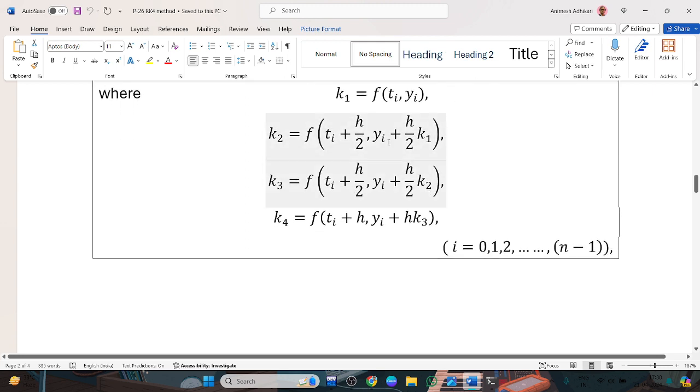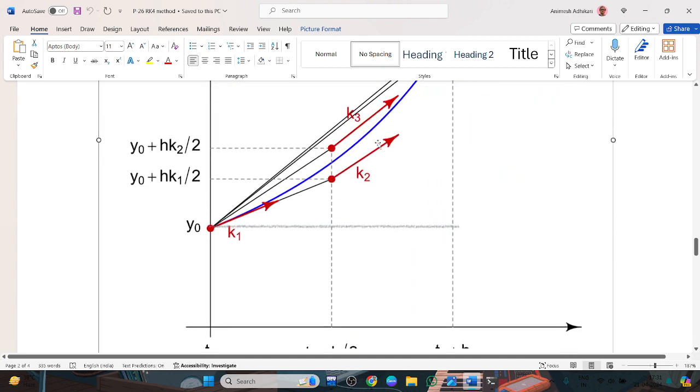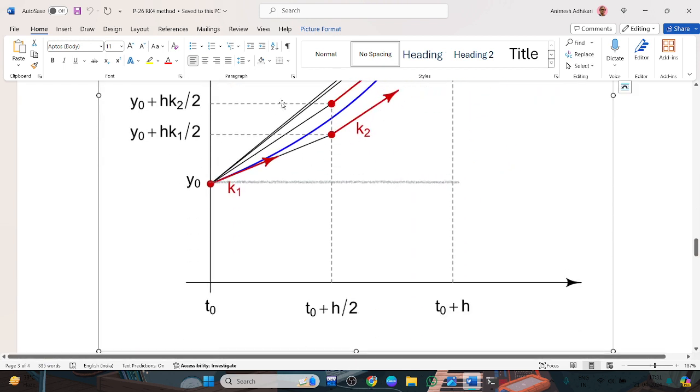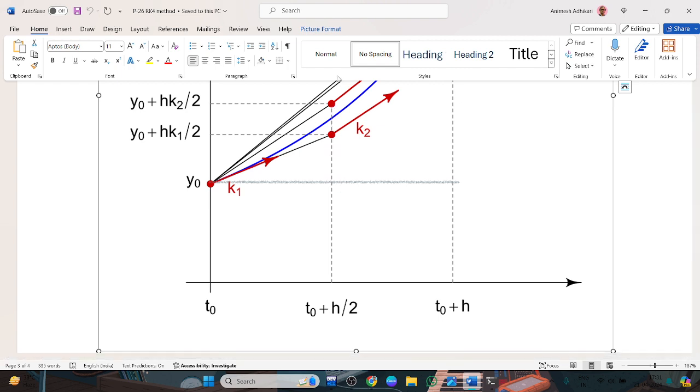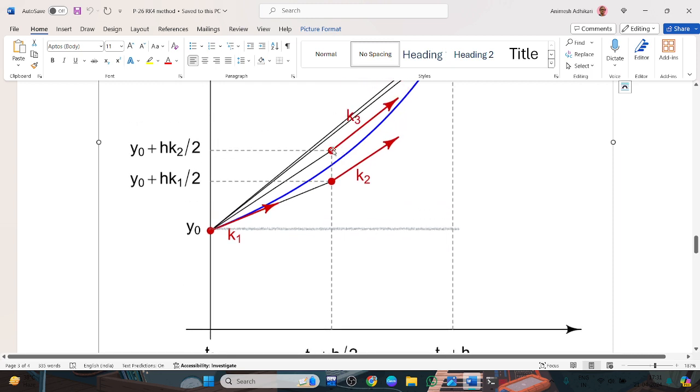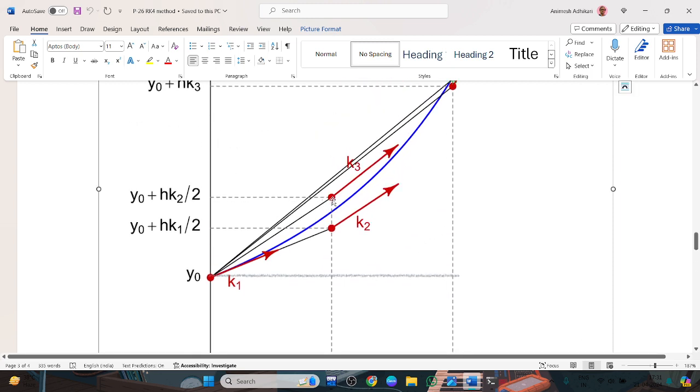So k2 is the derivative, that is the slope, at the point t_i plus h by 2 comma y_i plus h by 2 k1. Here t_i is t0 and y_i is y0. So at this point, the height is y0 plus h k2 by 2. This height is k2 by 2, this length is h by 2, and correspondingly this height is h into k2 by 2. So this point is this, and next we find k3 at this point.